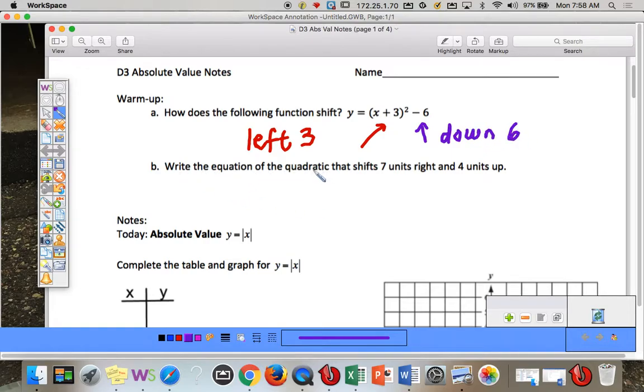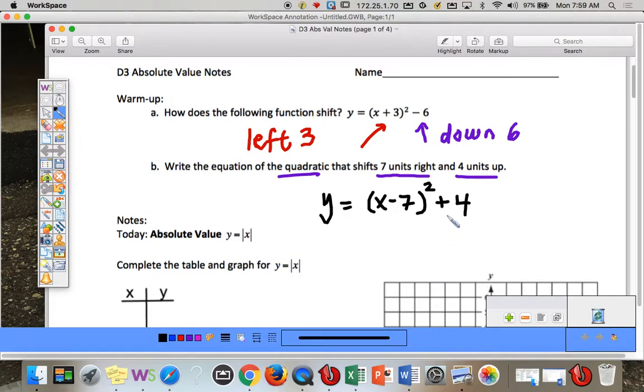Write the equation of the quadratic that shifts 7 units right and 3 units up. So we're going to write y equals parentheses. If it's left or right, it's inside the parentheses, and right is x minus 7. We need a squared for the quadratic, and it's up, so plus 3.